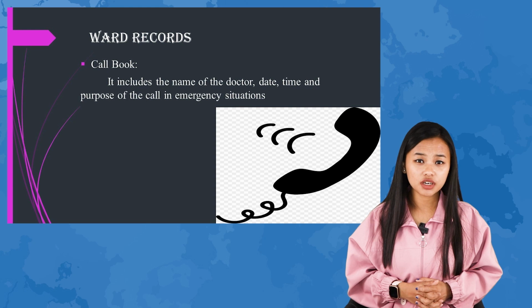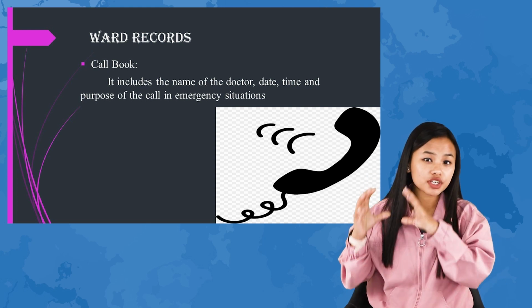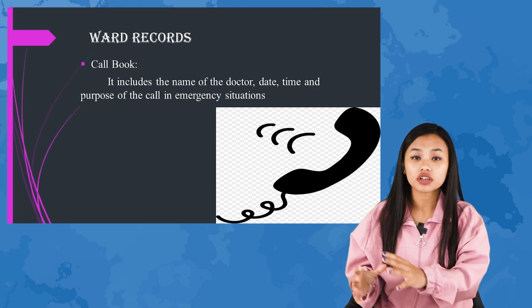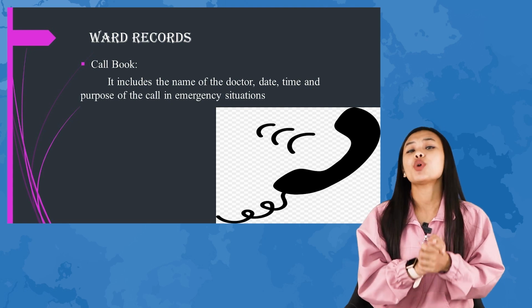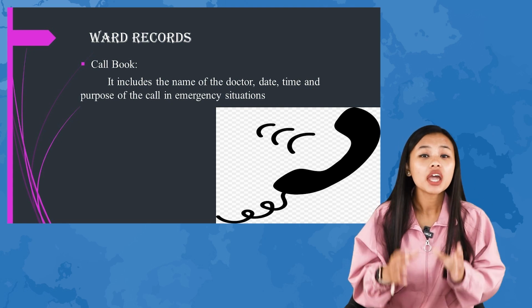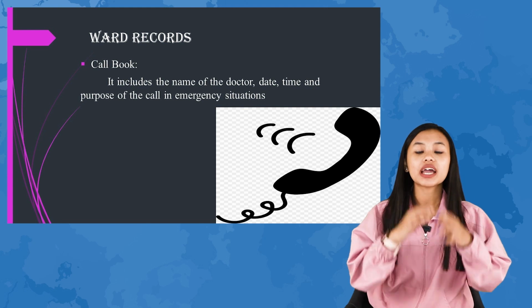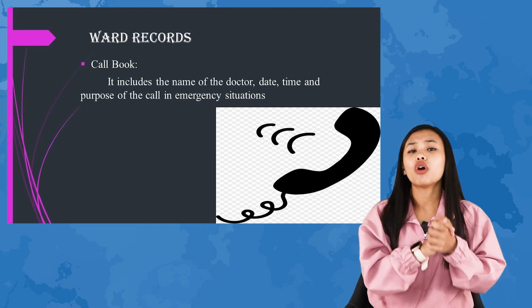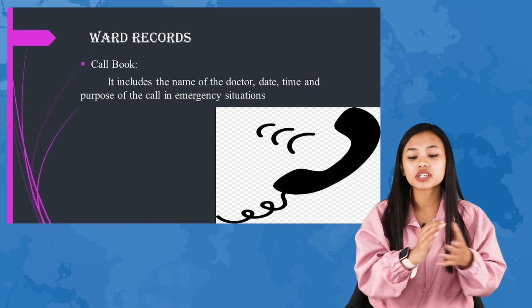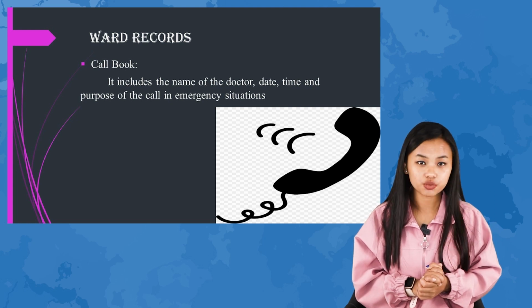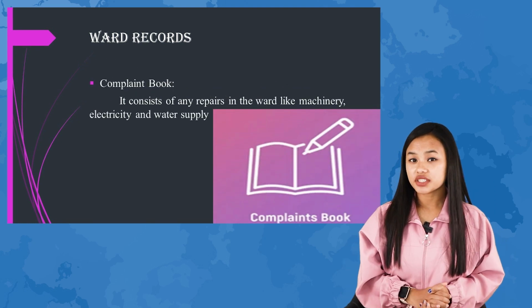So this is basically a book whereby it will be including the name of the doctor, the date, the time, as well as the purpose of why this doctor has been called at that particular moment, or why this doctor has been called in the emergency situation. The next one is the complaint book.